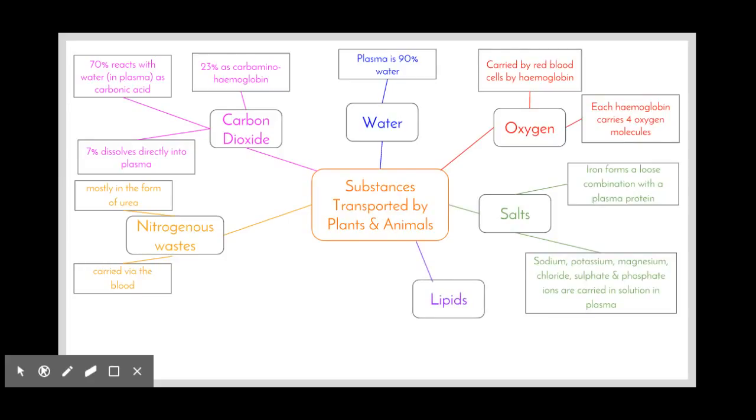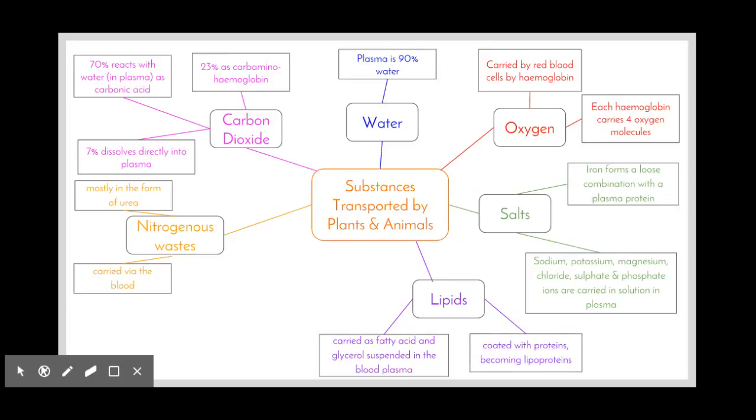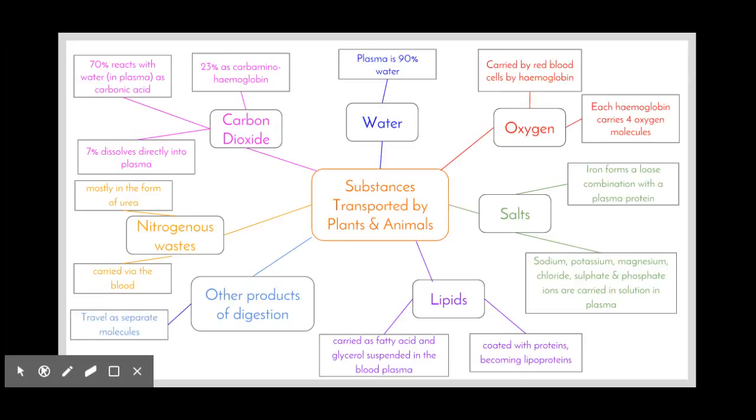Lipids, which are also known as fats, are water insoluble, so they don't dissolve in water and will only travel in the blood when they are coated in proteins called lipoproteins. They are also sometimes carried as fatty acids and glycerol suspended in the blood plasma. And lastly, other products of digestion. These travel as separate molecules and can include amino acids, glucose, and other types of sugars. They can be dissolved or suspended in the plasma, depending on which molecules we're looking at.